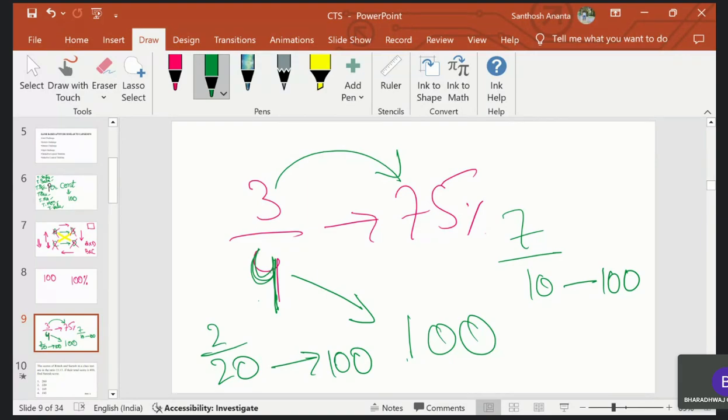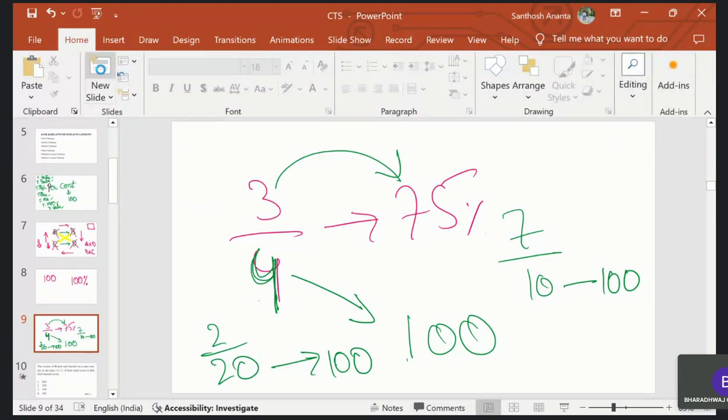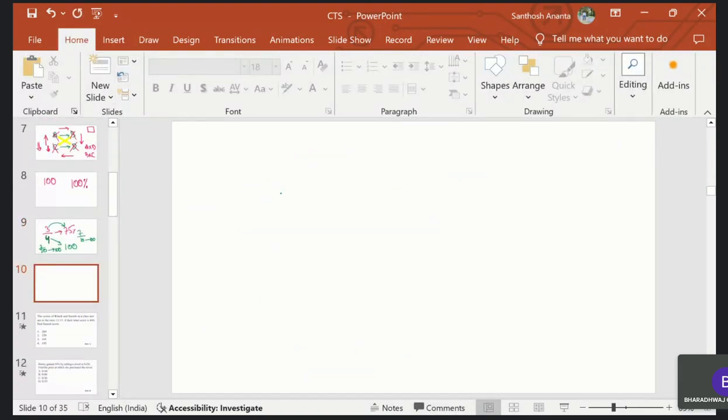This is percentages. Now coming to the ratios. Ratio is nothing but the comparison between two or more similar quantities. The ratio format is A is to B, and it can also be written as A by B.